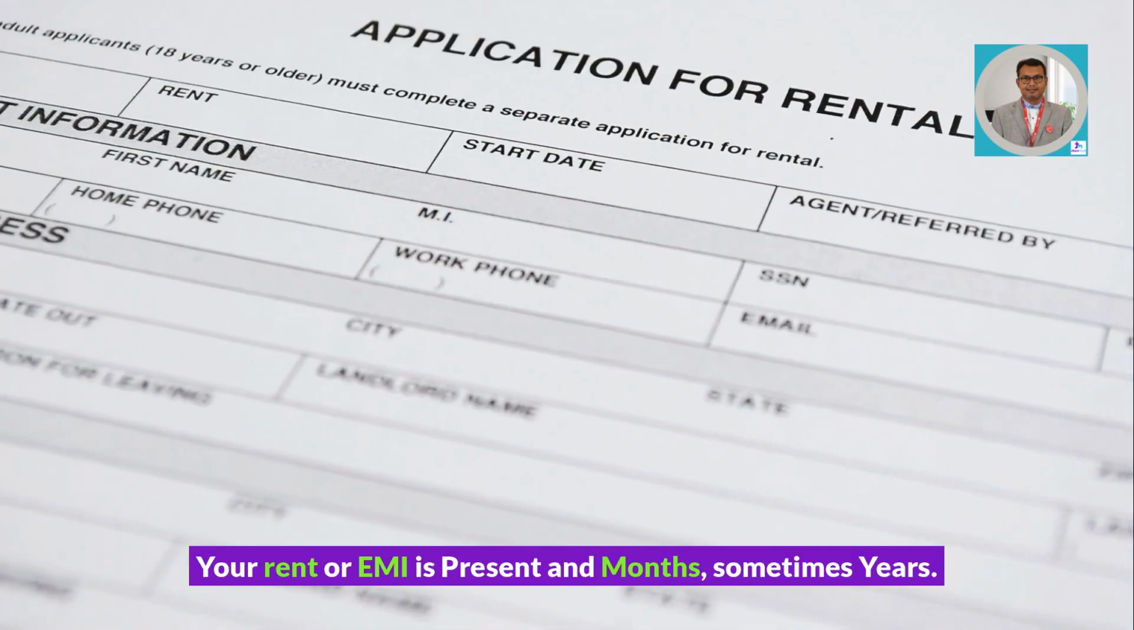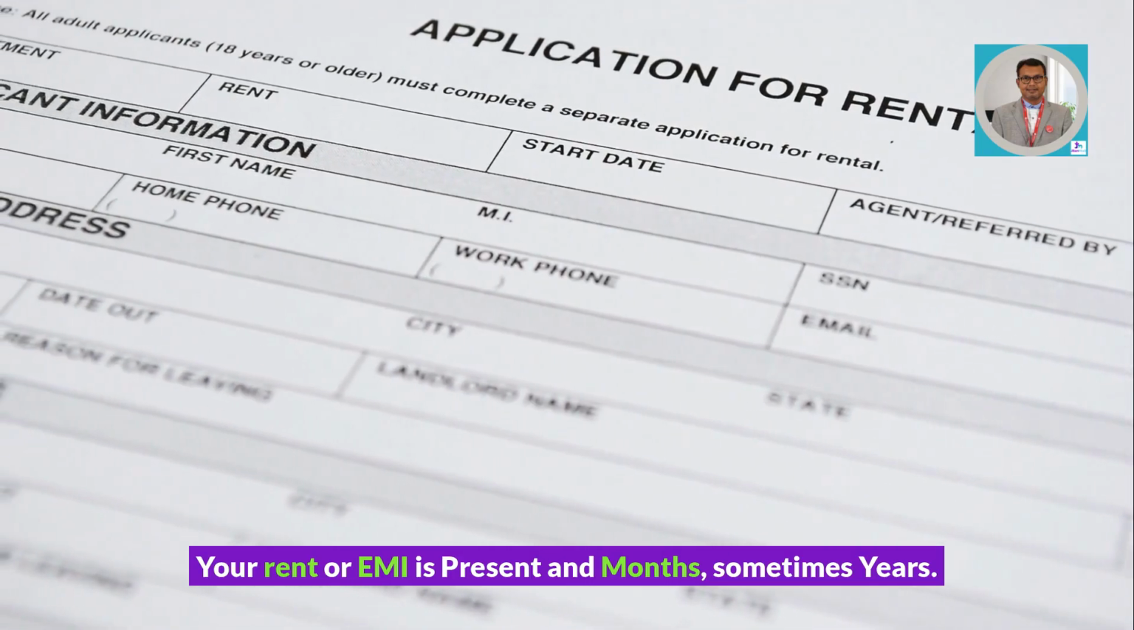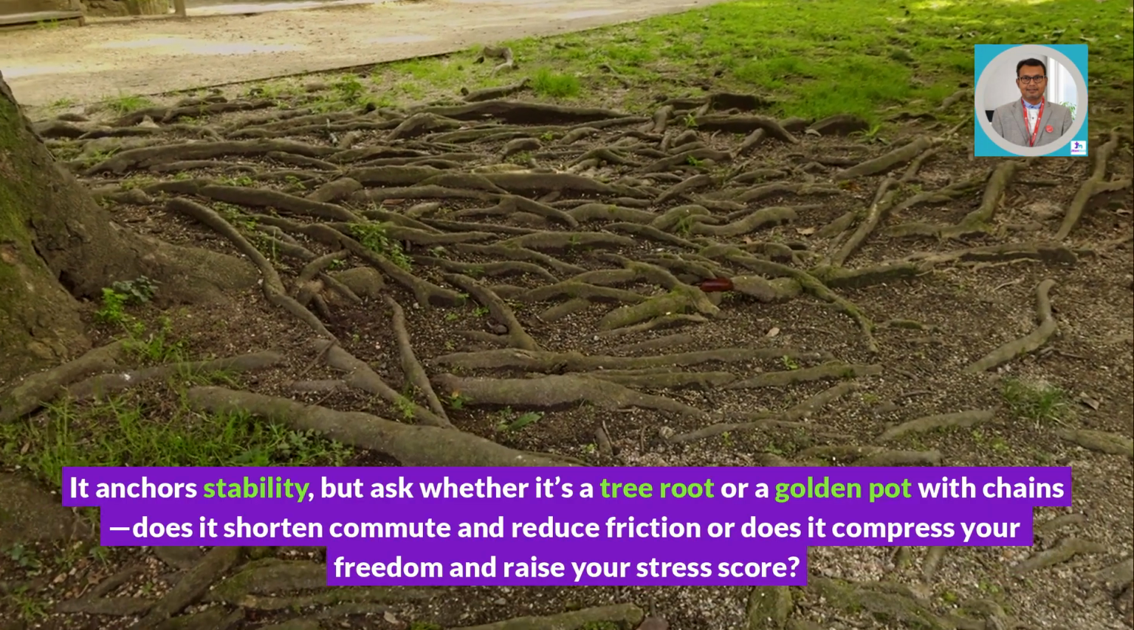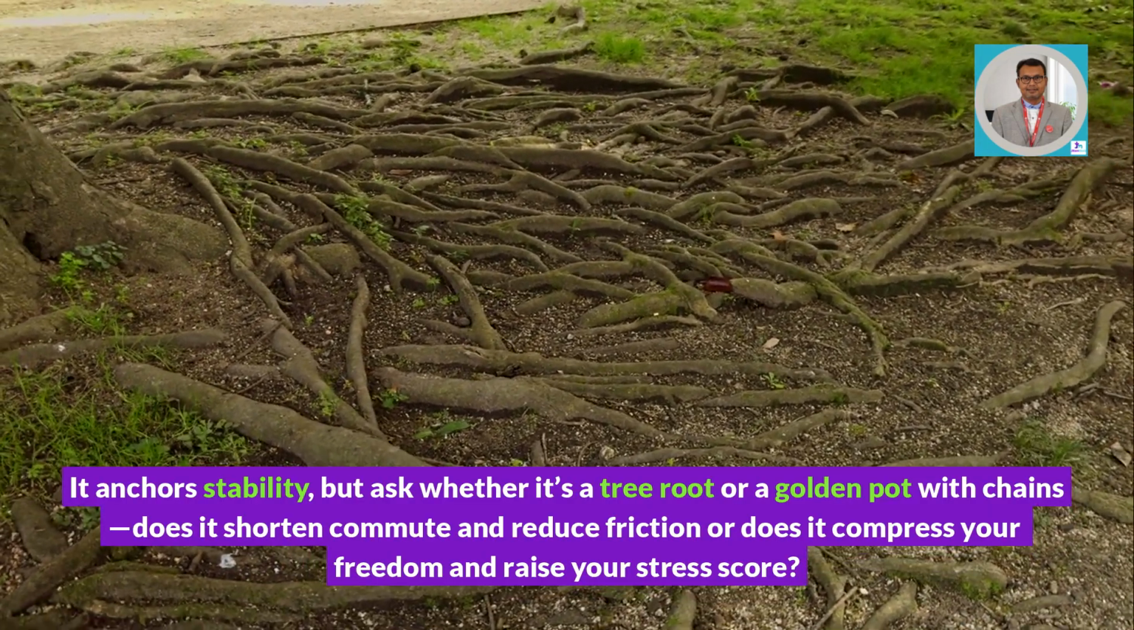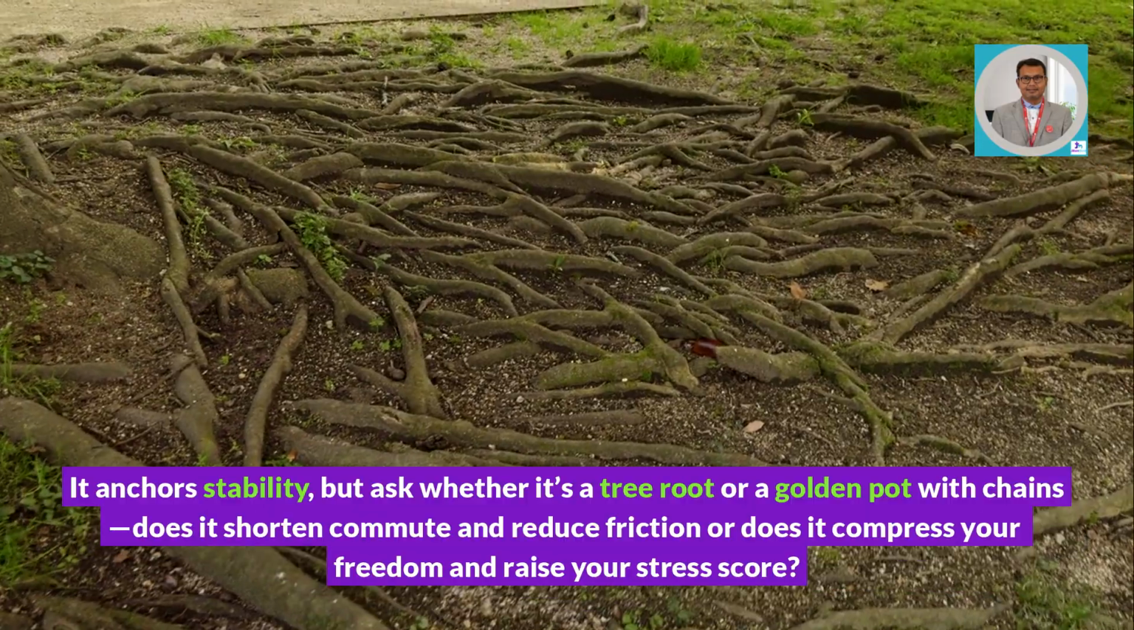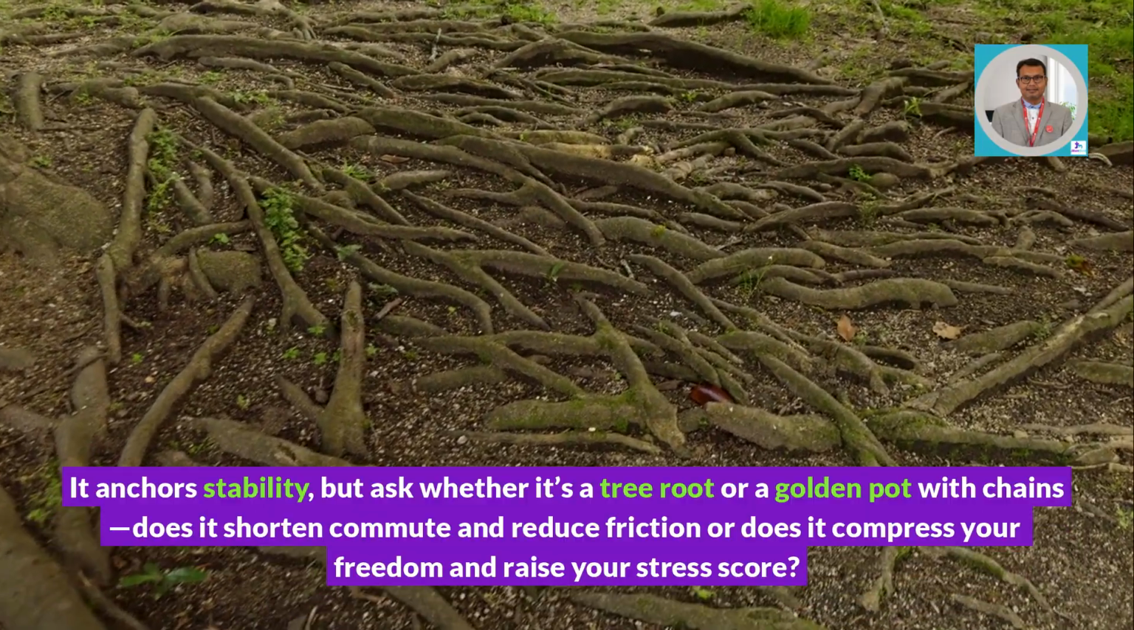Your rent or EMI is present, in months, sometimes years. It anchors stability, but ask whether it's a tree root or a golden pot with chains. Does it shorten commute and reduce friction, or does it compress your freedom and raise your stress score?